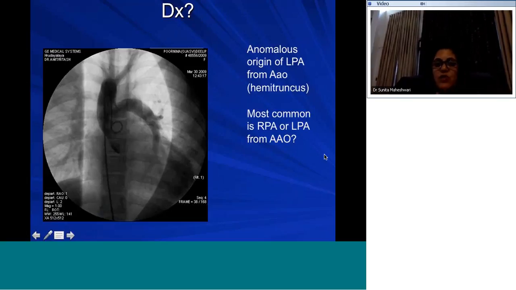Now, which one is more common? Right PA from aorta or LPA from aorta? Which is more common? So, right PA from aorta is more common. What you are seeing here, LPA from aorta, is quite uncommon, seen only in 16% of cases. 84% of the time, hemi-truncus is RPA from ascending aorta.